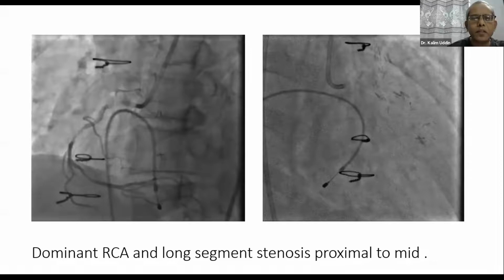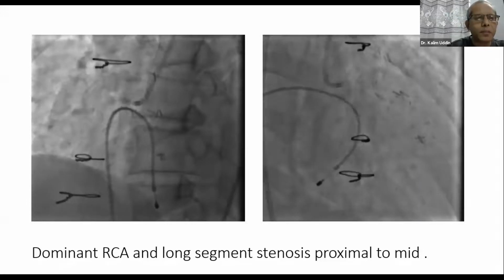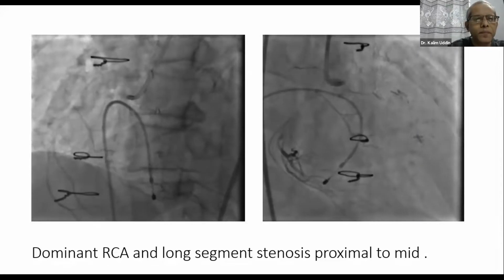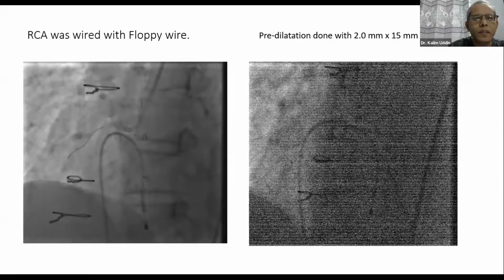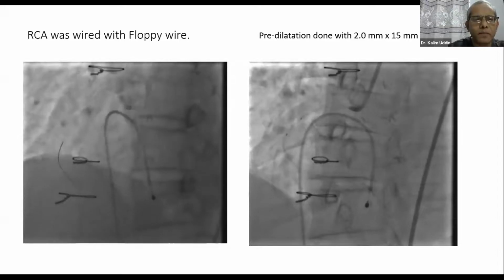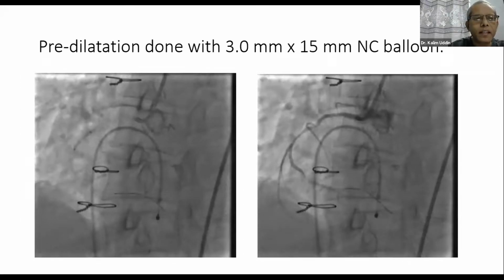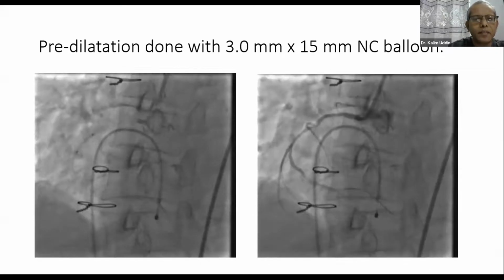We decided to do a PCI of the right coronary artery first. We inserted a temporary pacemaker, and the RCA was wired with a floppy wire. Predilation was done with a 2 into 15 millimeter non-compliant balloon, and again with a 3 into 15 millimeter non-compliant balloon. This is the image after predilatation.